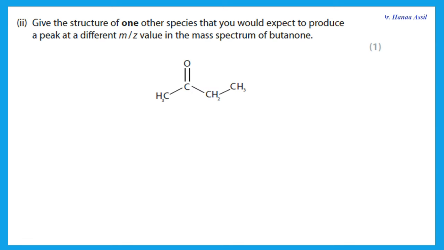Okay, give the structure of one other species that you would expect to produce a peak at a different m over z in the mass spectrum of this compound. So, we already got the parts we talked about. Let's talk about something else. For example, the part that has the CH3 alone with a positive charge, the part that has the CH2CH3 alone, or this part, all of it. So any one of these, you should get a peak for these fragments.